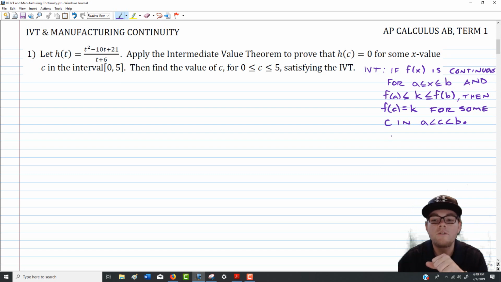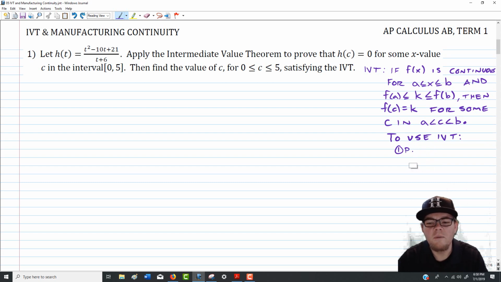So in other words, to use the intermediate value theorem, we need to do two things. First, we need to verify. I'm going to say prove, but in fact, I'm going to change it to verify. What the heck, I'm sitting here. Why not? It's my summer, I do what I want. We need to verify continuity.